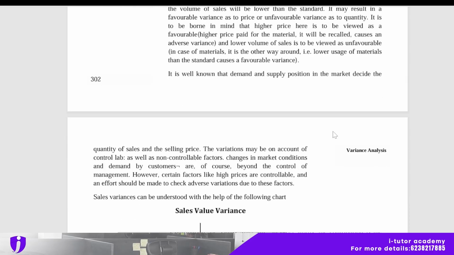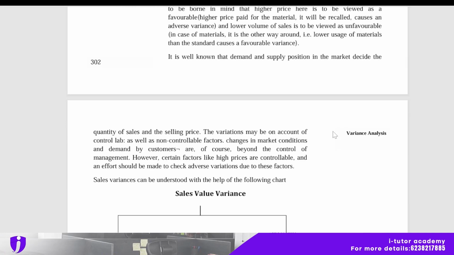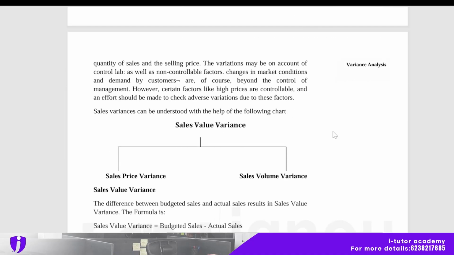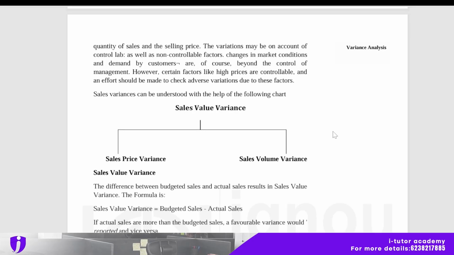And it is well known that the demand and supply position in the market decides the quantity of sales and the selling price. The variation may be on account of controllable as well as non-controllable factors. Change in the market condition and demand by customers are of course beyond the control of management. However, certain factors like high price are controllable, and effort should be made to check adverse variations due to these factors. Sales variances can be understood with the help of the following chart.